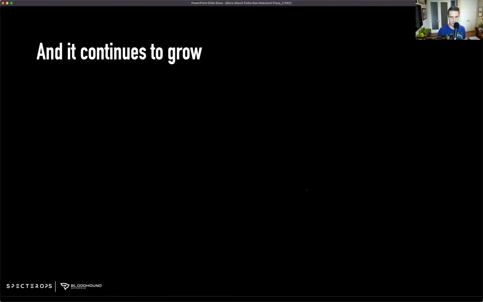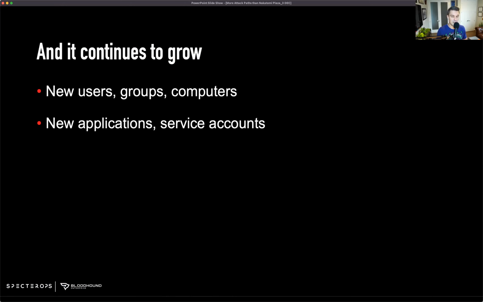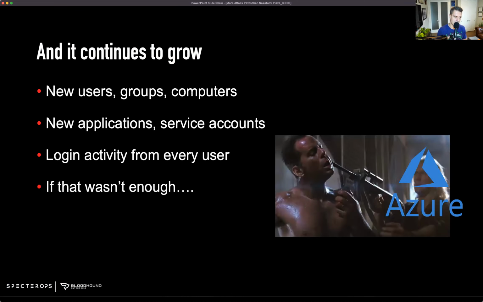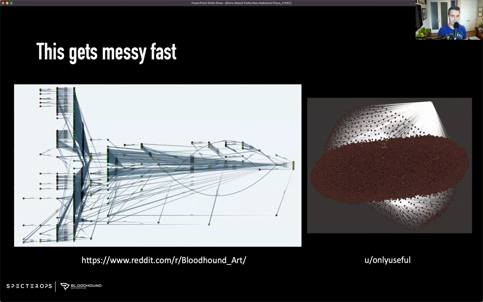And it continues to grow every day, unfortunately. So new users, groups, and computers are stood up daily. New applications and service accounts. Login activity from every user changes every day, and thus changes the attack picture. And if that wasn't enough, we have hybrid environments and other things to now account for. And how does that extend our attack path picture?